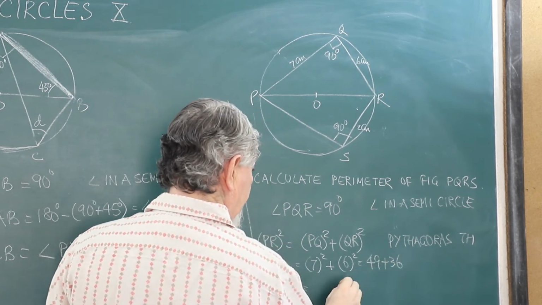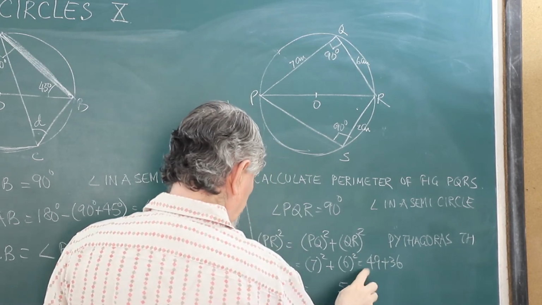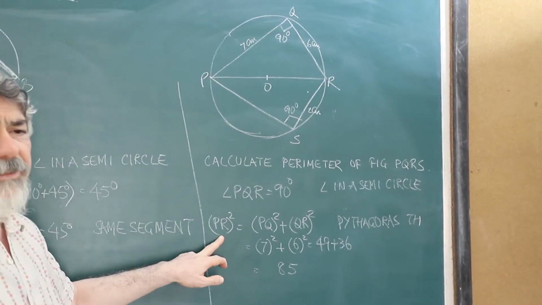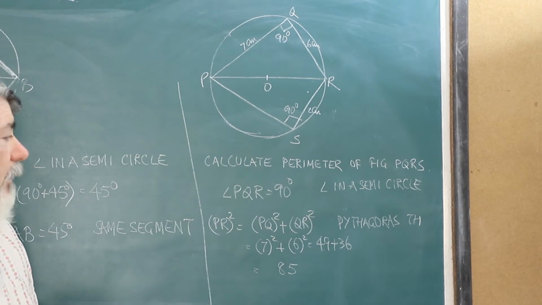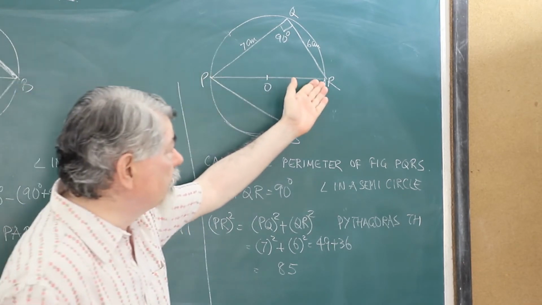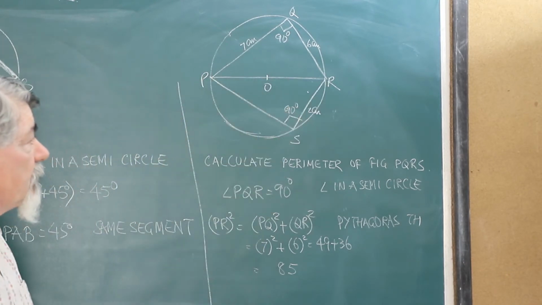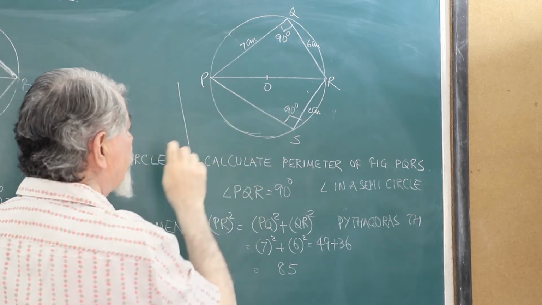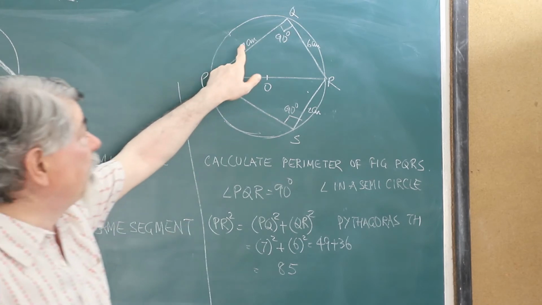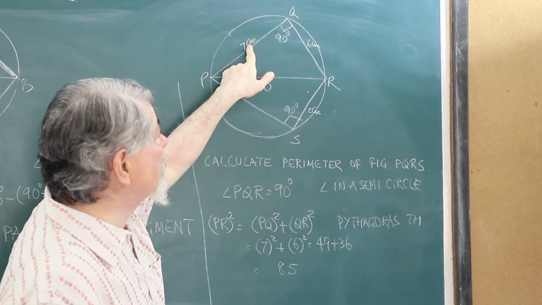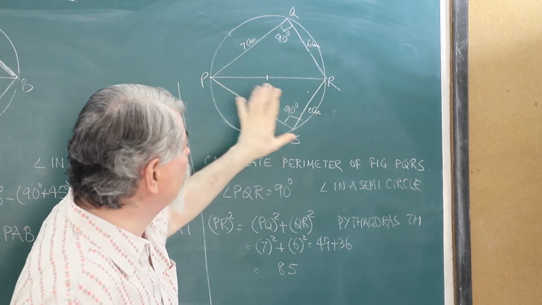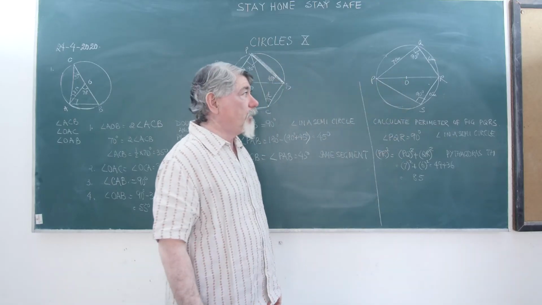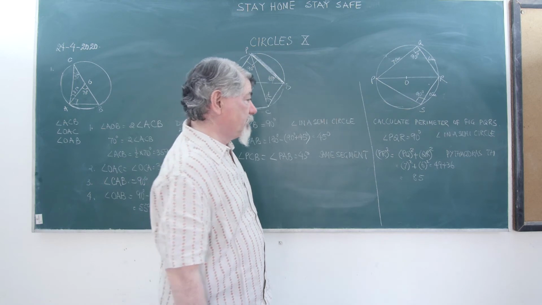It will come out to be 85. I'm not going to calculate the square root of PR because I am not asked to calculate PR. What he is asking me to calculate is actually PS. I have to find PS because already I know three sides. This is 7, this is 6, and this is 2. If I could find this, then I can find the perimeter of the figure PQRS.